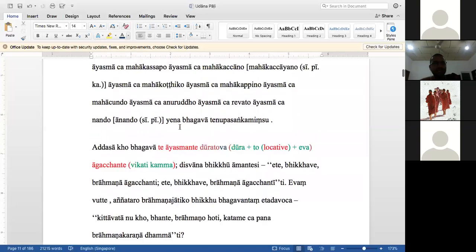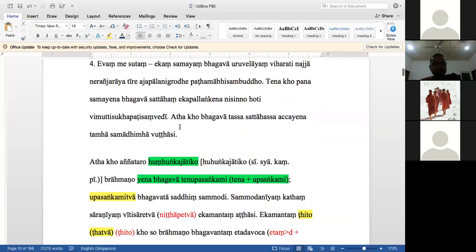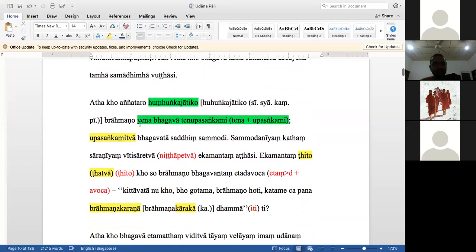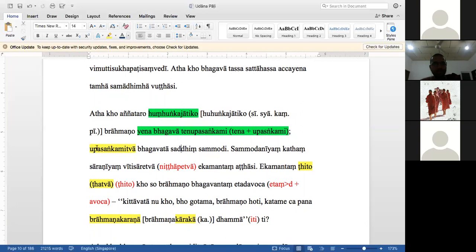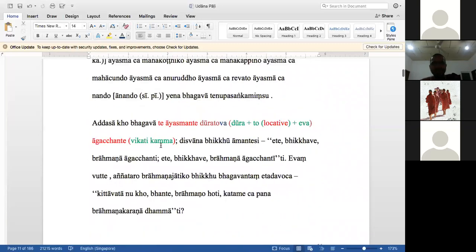If you go to the previous sutta also, we can find in the second paragraph, brāhmaṇo yena bhagavā tenupasaṅkami, right? Then upasaṅkamitvā. It means brāhmaṇo bhagavantaṃ upasaṅkamitvā. So if two sentences are close by and both have the same subject, the same object, sometimes the same instrument, we sometimes don't mention it. That is a commonly followed rule in Pāḷi.